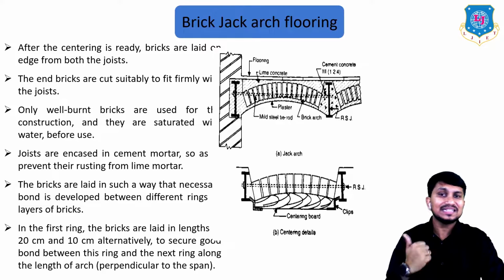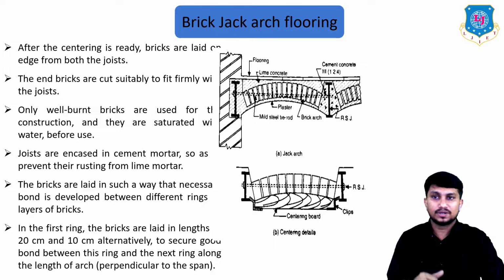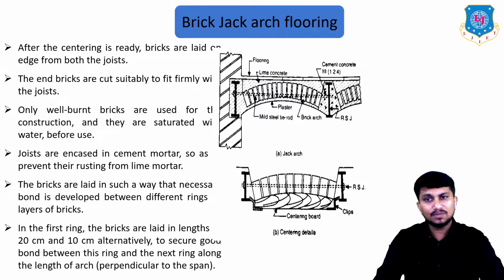After the centering is ready, bricks are laid on edge from both the joists. The end bricks are cut suitably to fit firmly with the joist. Only well-burnt bricks are used for the construction and they are saturated with water before using. Joists are encased in cement mortar so as to prevent their rusting from the lime mortar.